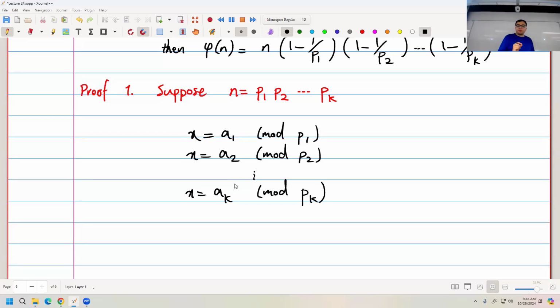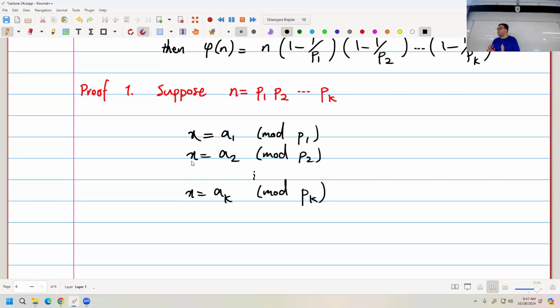But when is a number relatively prime to n? A number is relatively prime to n if it's not a multiple of any of my pi's, right? So if I want to get a number that is relatively prime to n, I have to make sure that a1 is not 0, a2 is not 0, and so on, ak is not 0. So any choice that I make for a1 to ak, as long as I don't put any of them as 0, would give me a number x between 1 and n, which is relatively prime to n. And vice versa, it's a one-to-one correspondence.